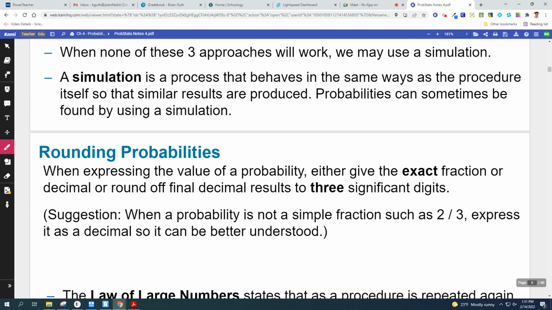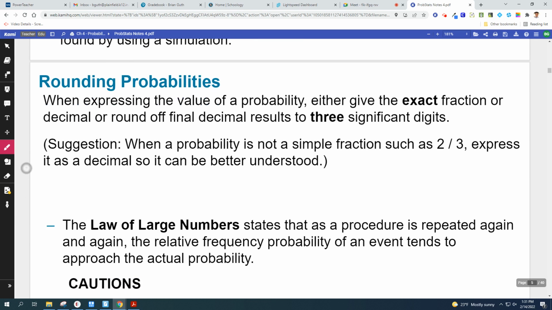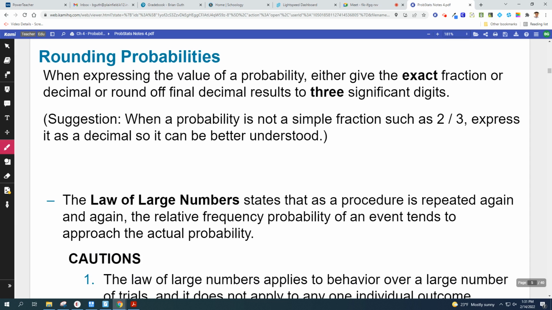When none of these three approaches will work, we may use a simulation like a coin flip or a random number generator. Simulation is a process that behaves in the same ways as the procedure itself so that similar results are produced. Probabilities can sometimes be found using a simulation. We'll talk more about that in a later section. Rounding probabilities: when expressing the value of a probability, either give the exact fraction or decimal, or round off final decimal results to 3 significant digits.